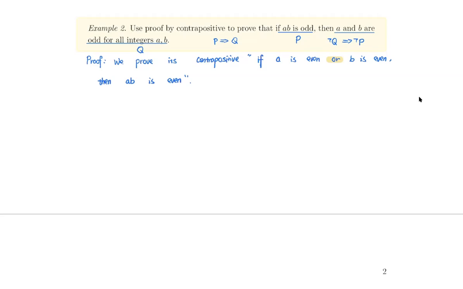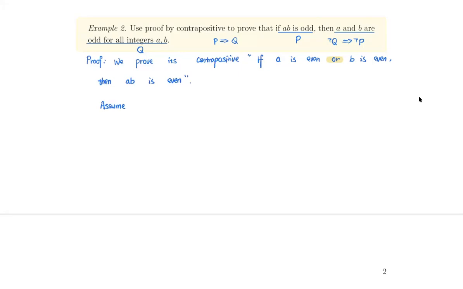When you write your test and they ask you to use proof by contrapositive, please write down your contrapositive. Even if everything else is wrong, if you got the contrapositive correct, you can get partial marks. So really important, please write down your contrapositive if you need to prove by contrapositive. Anyway, now let's make this assumption.